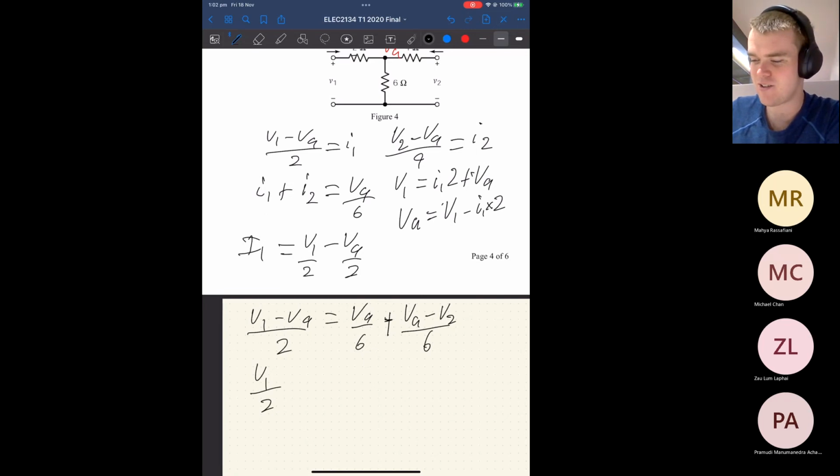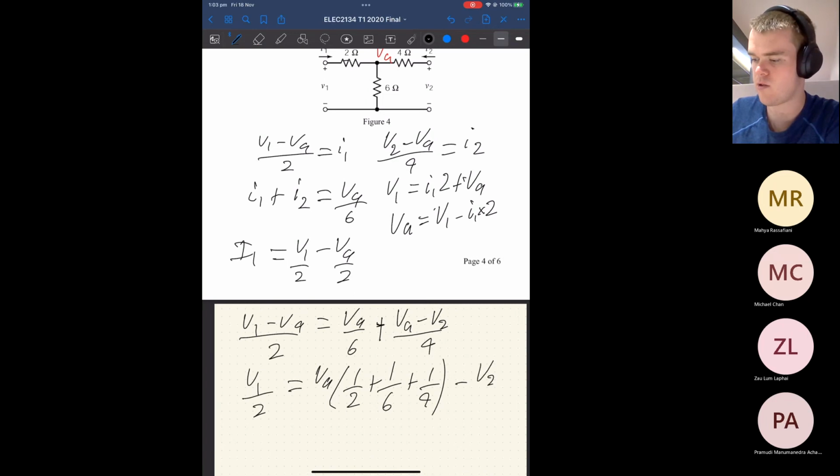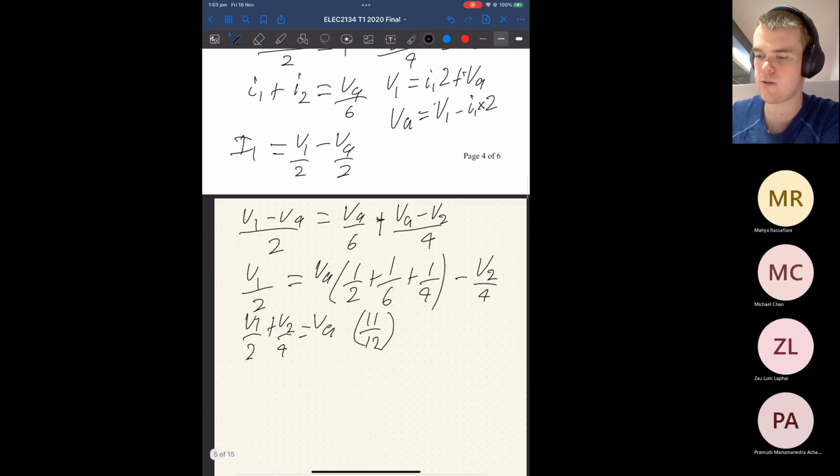We have V1 on 2 is equal to, now we're just trying to collect these VAs. So we'll have VA of 1/2 plus 1 on 6 plus, that should have been a 4, plus 1 on 4, minus V2 on 4. So then VA is equal to 6 plus 1/2 plus 4, which gives you 11 on 12. So V1 on 2 plus V2 on 4 is equal to VA on 11.